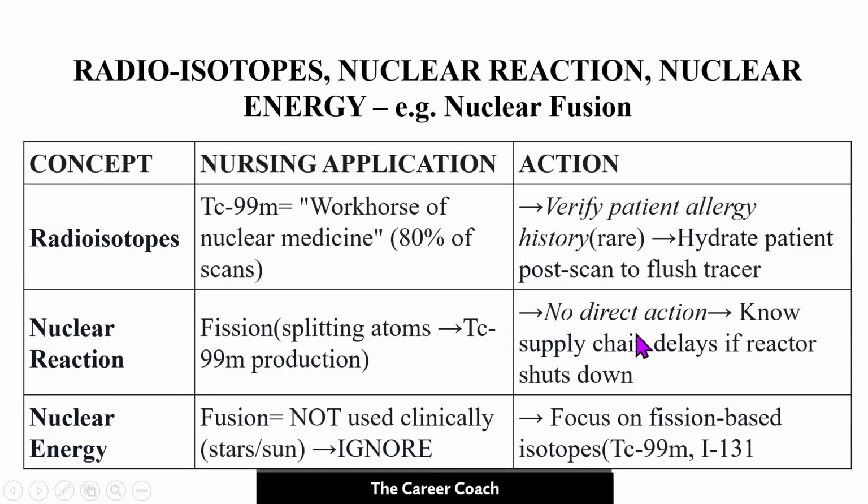Nuclear reaction may not have direct action, but we must know the supply chain delays if a reactor shuts down. Nuclear energy is found in fusion, although it is not used in the clinical space. It is used in astrophysics, in stars and the sun. So nurses may not have any direct use with nuclear energy. Let's focus on fission-based isotopes such as technetium-99m and iodine-131, which are common in the hospital.